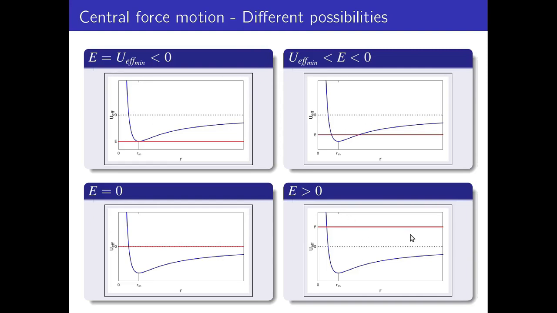Before studying different possibilities, we should note that if E is smaller than the minimum of the effective potential, then there is no orbital motion, and the two gravitationally interacting bodies will collide.